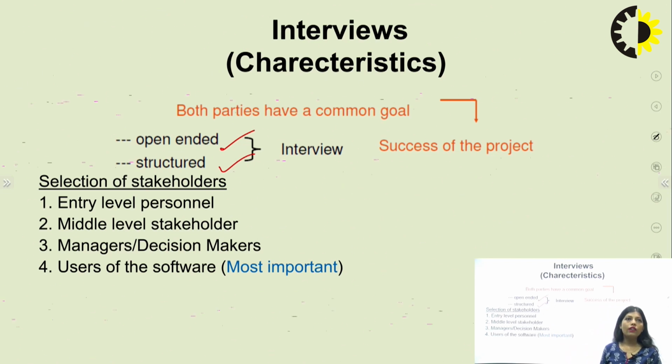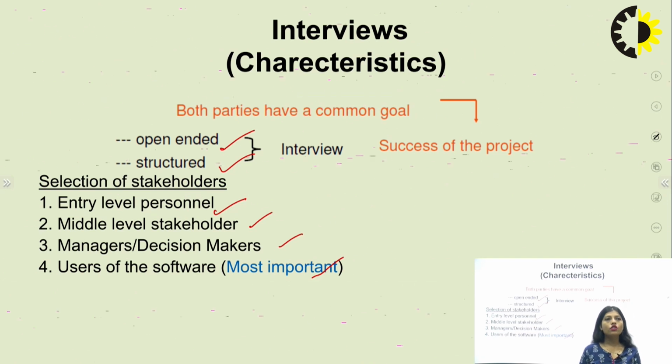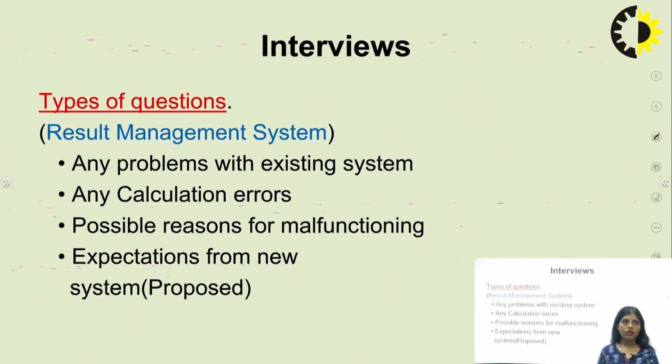So how can we do the selection of stakeholders? There are four points. First, we can select the stakeholders through entry level personnel, and through middle level stakeholders, and third is manager or decision maker, and fourth is users of the software. The users of the software are the most important through which we can select our stakeholders.